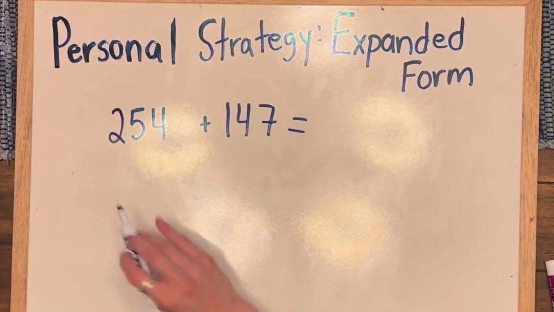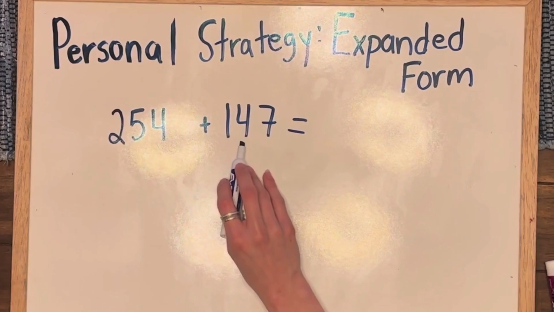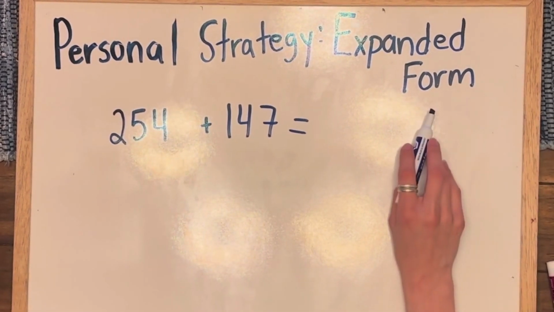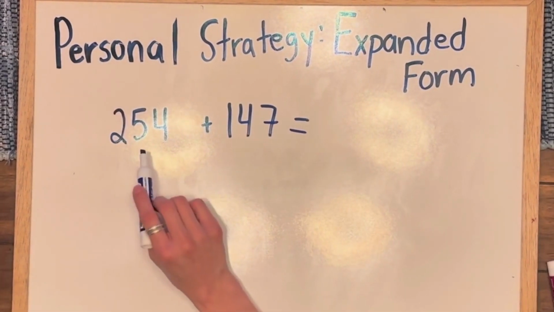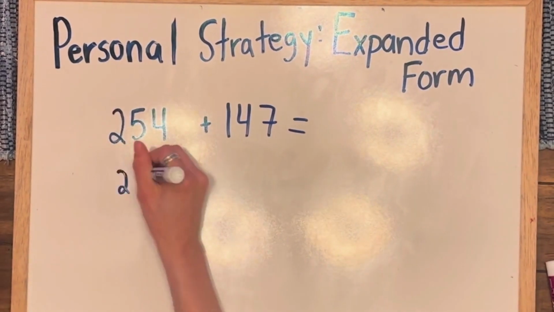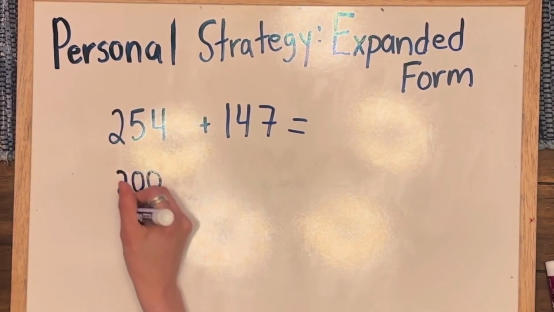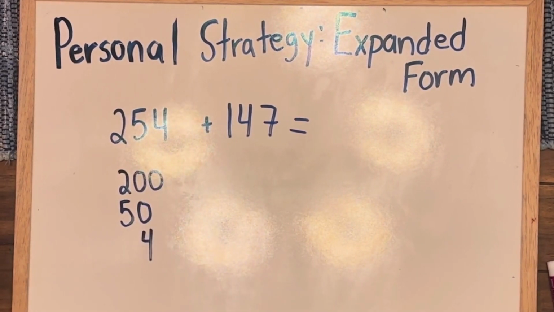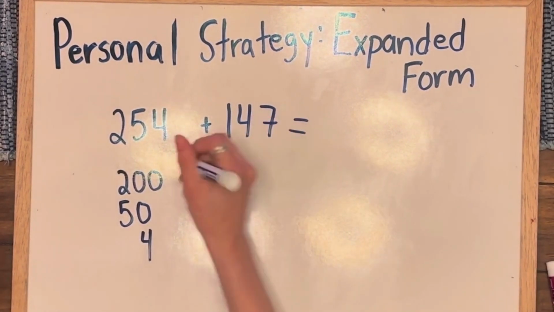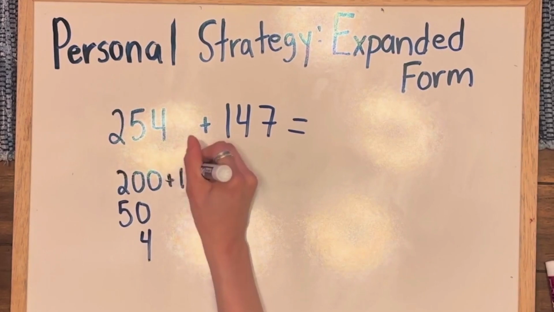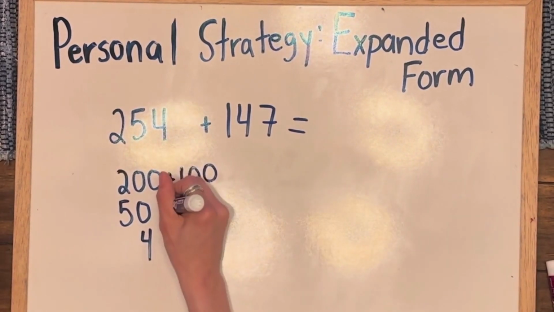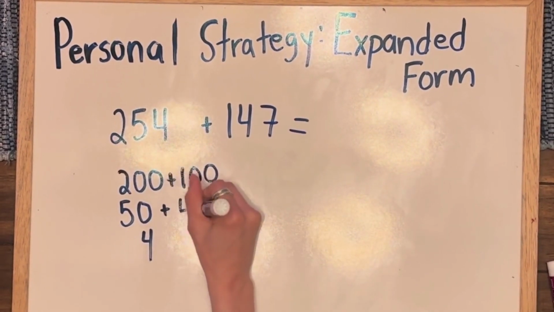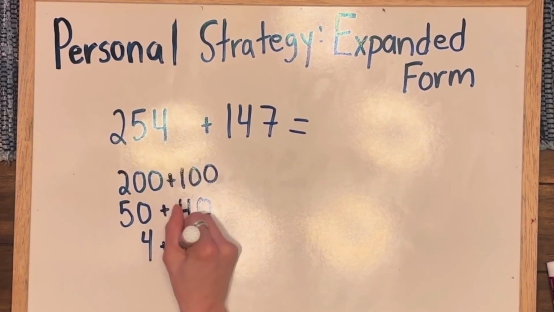Okay, so now we are going to solve 254 plus 147 using my personal strategy, expanded form. So to break 254 into expanded form, we're going to have 200, 50, and 4. For 147, we're going to break that down into 100, 40, and 7.